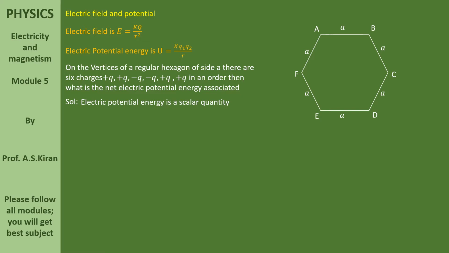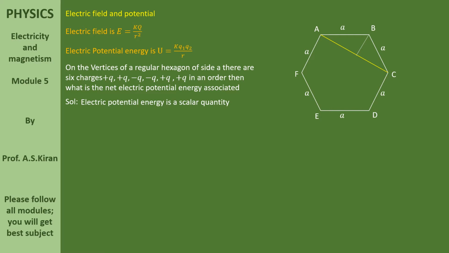Now, what is the distance between A and B? A. Similarly, what is the distance between B and C? A. Like that, so on. But here, we need some calculation to tackle this problem. Now, what is the distance between A and C? The distance between A and C, we should find.